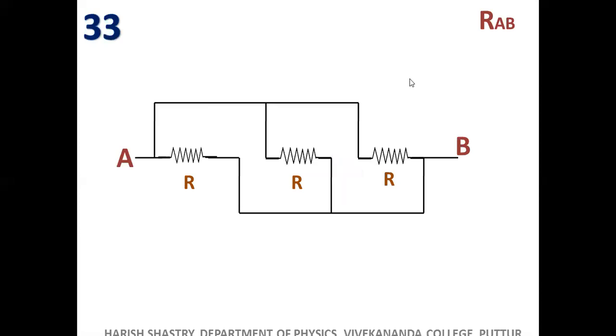Now, here is a circuit which looks like some dancers are standing for dance, ready for dance, and they are on the stage now, showing some steps. But do they look parallel? They are all parallel. Resistance is R by 3. I will tell you the answer.